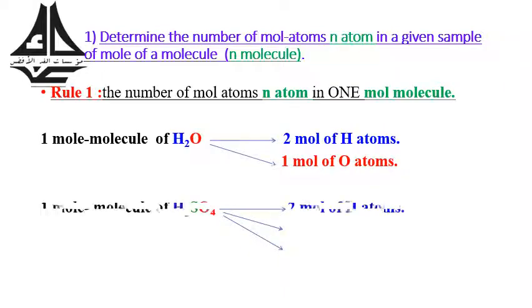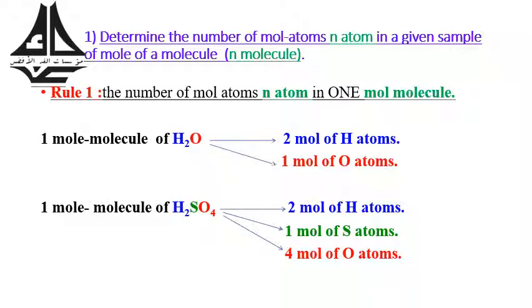This is the rule. Also, 1 mole molecule of H2SO4 contains 2 mole of H atom, 1 mole of S atom, and 4 mole of O atom. This applies to all molecules.